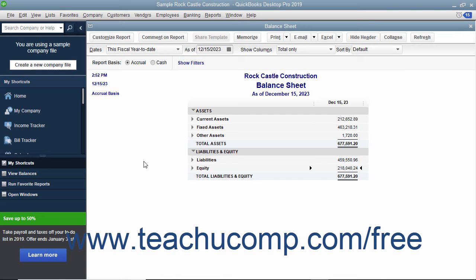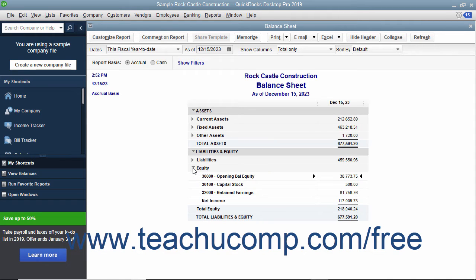www.teachucomp.com/free. Equity is basically the difference between what you have, all of your assets, and what you owe, all of your liabilities. If you sold all your assets today and paid off all your liabilities using the money received from the sale of your assets, the money you'd have left over would be your equity.